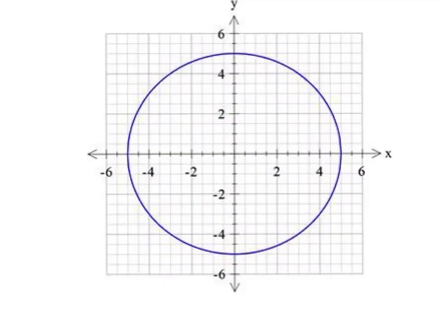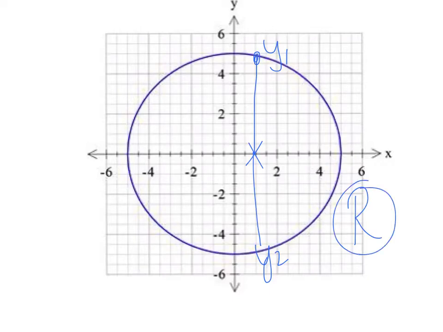Alright, let's have a look at a circle. So as you may see by now, if we pick any x value here and go up, we find a y value. There's our y1. Scroll down, find a y2. So is this a function or a relation? Has to be a relation.